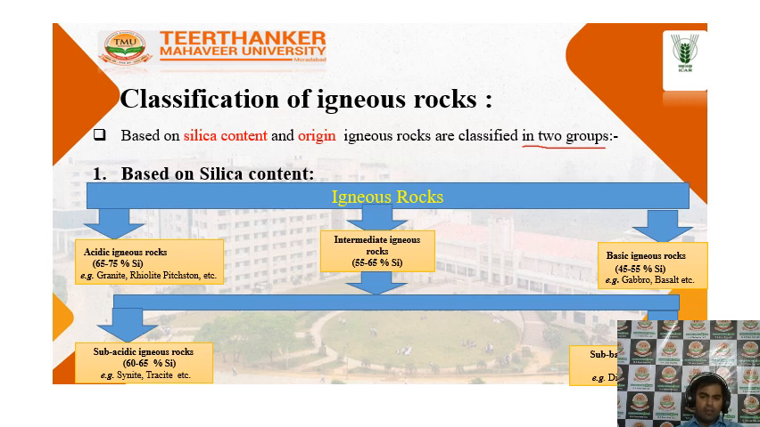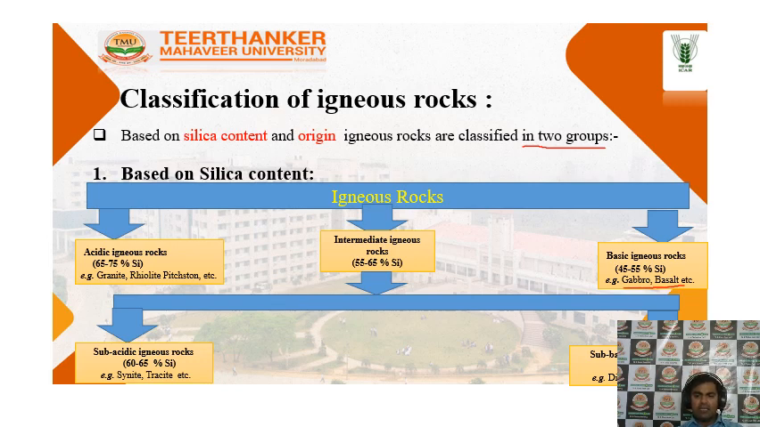Here you can see that about 65 to 75% silica is present in the acidic igneous rocks, and examples are granite, rhyolite, pitchstone, etc. These are some examples of acidic igneous rocks. Now come to the basic igneous rocks. They contain about 45 to 55% silica, and examples of basic igneous rocks are gabbro and basalt.